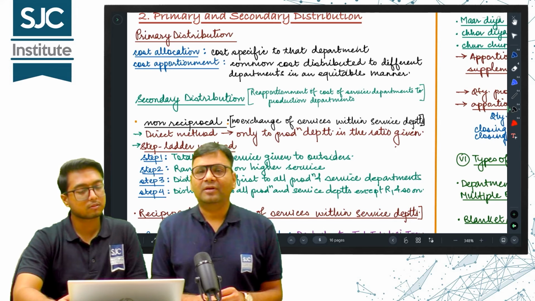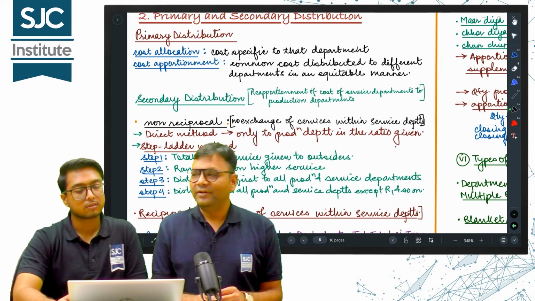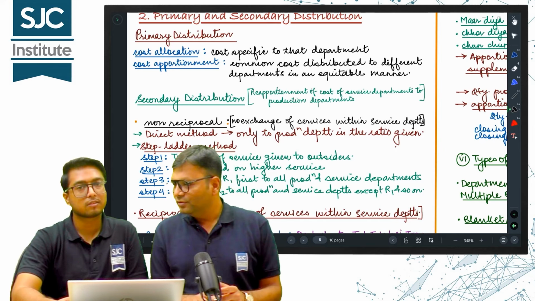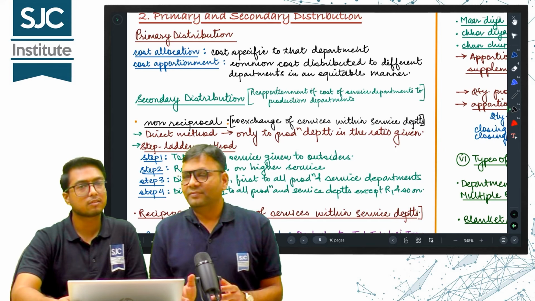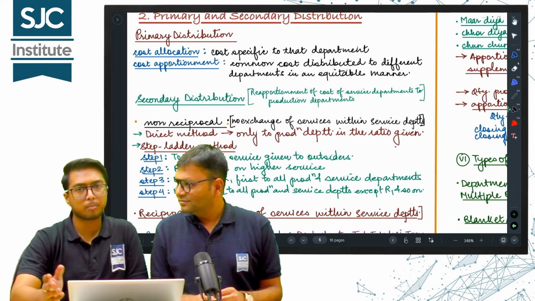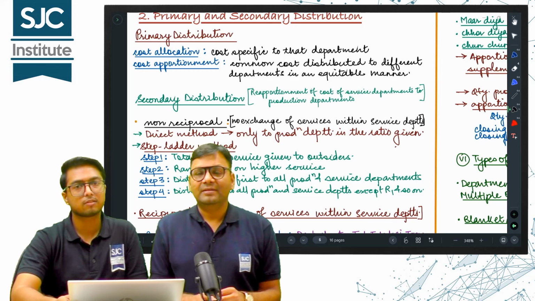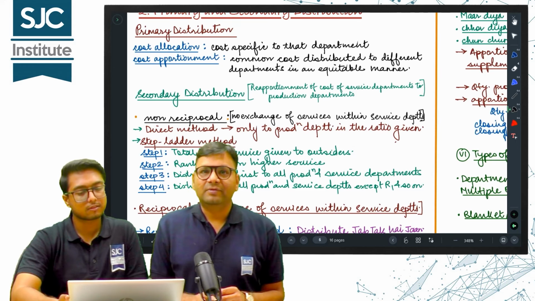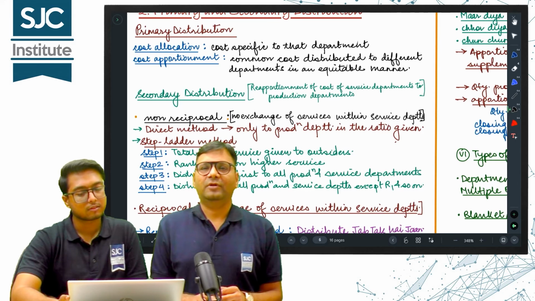For example, for rent we use floor space, for lighting we use number of points, for depreciation we use number of machines, or we can also use the value of assets. For indirect wages we use basis of direct wages, or we can use direct labor hours. So this way you find out the right basis for various items of cost and use that for apportionment.